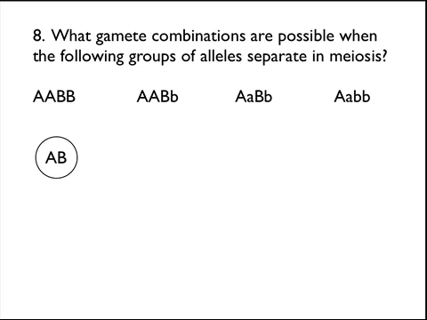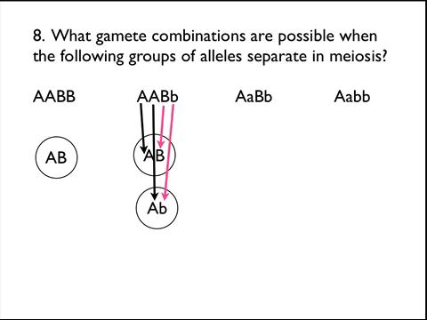Now, on this next one, it's a little bit different. So we know we can give a big A and a big B like the other one, but there's another possibility here. We could give a big A and a little b. So there are actually two different possible gametes that can be produced from this combination.